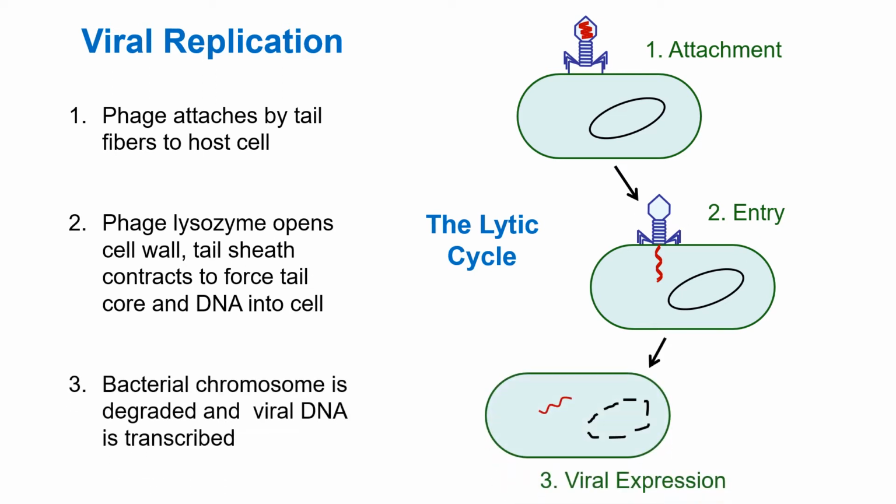Now the cell is going to start transcribing and then translating this viral DNA. And it's going to code for proteins that make up part of the capsid and also for some of the enzymes that the virus uses during this infection. And some of those enzymes are actually going to break down the chromosome of the cell. So now this cell is completely focused on reproducing, copying, and transcribing that viral DNA.